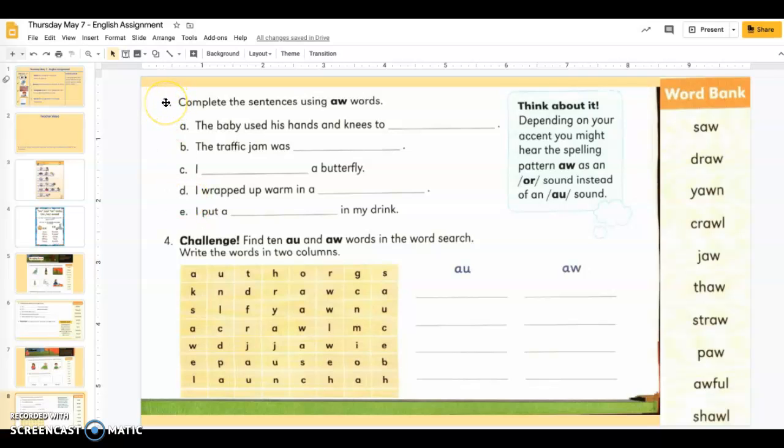I'll read the exercise 3A through E for you. A. The baby used his hands and knees to B. The traffic jam was C. I a butterfly. D. I wrapped up warm in a E. I put a in my drink.